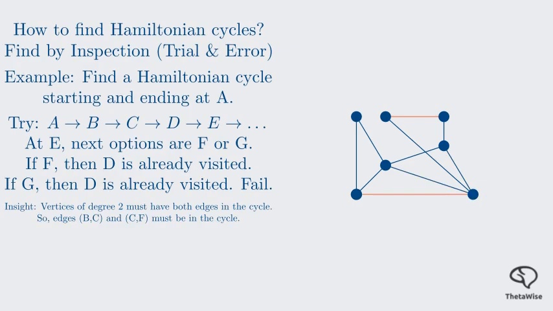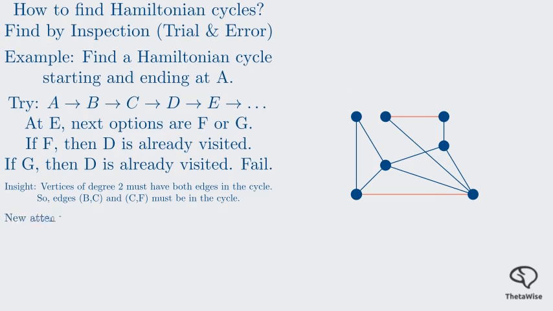Similarly, vertex E only connects to D, F, and G. For the cycle to include E, we must include 2 of its edges. Knowing this, let's try a new path. Start at A, go to G, then to D, then to C. Now we must go to F.